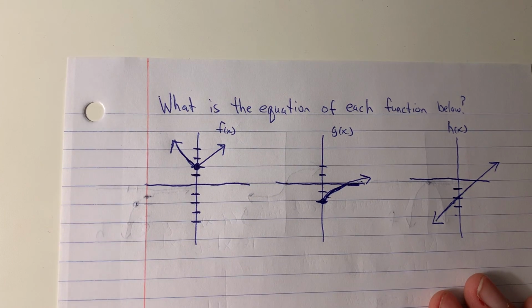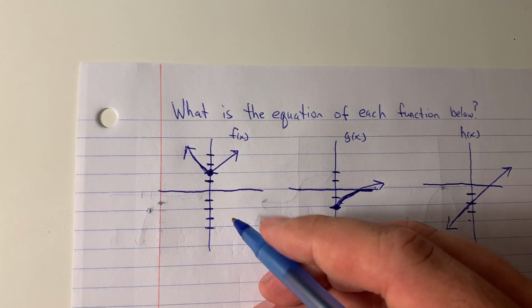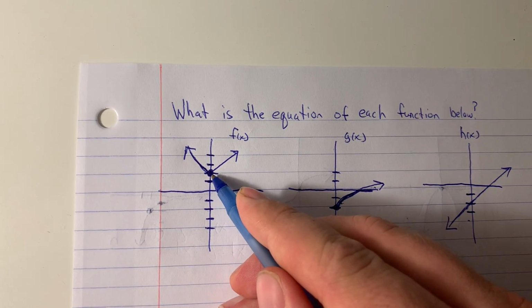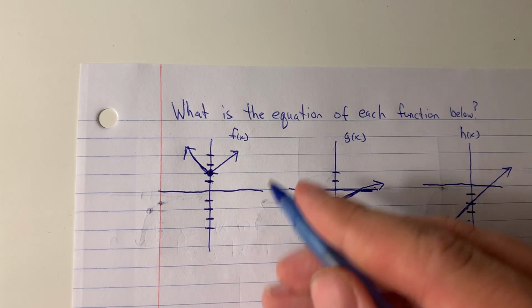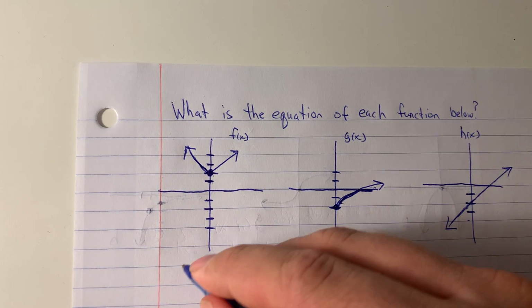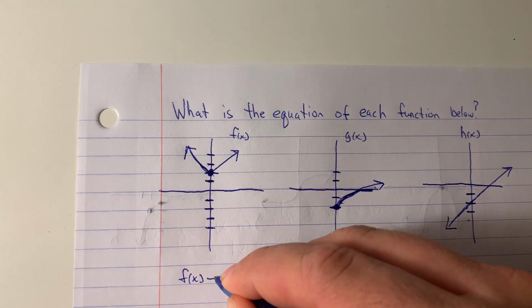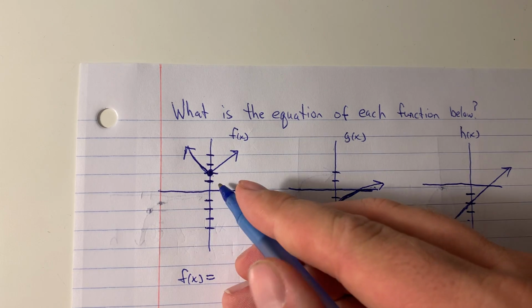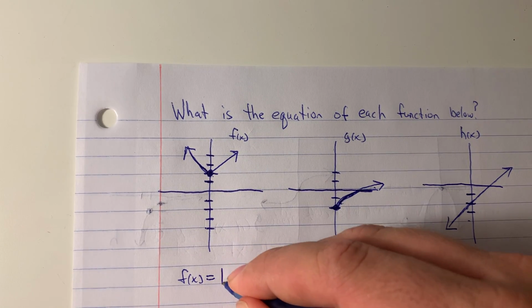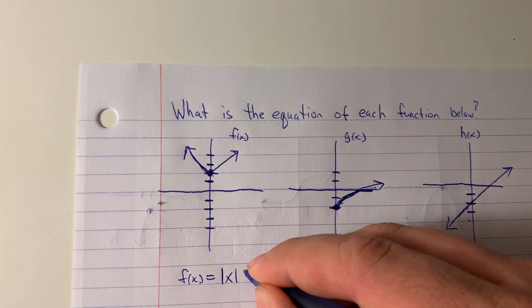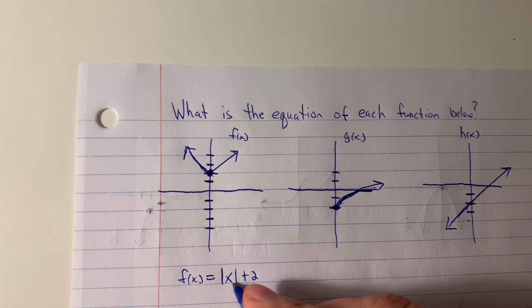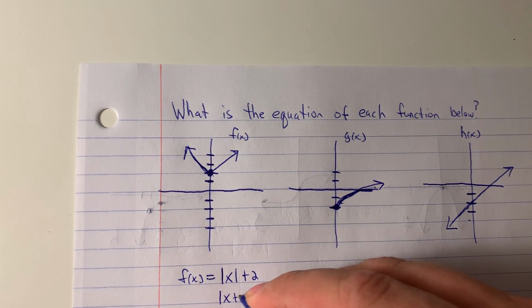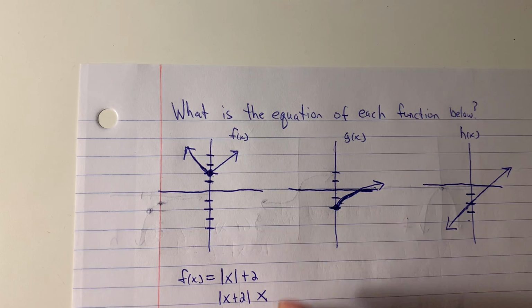I want you to say, what is the equation that this function f of x represents? And because it's f of x, you should start with f of x equals and say what the equation is, okay? Hopefully you got it right, and you got absolute value of x plus 2. Notice that this is correct, but if you did this, this would be incorrect.